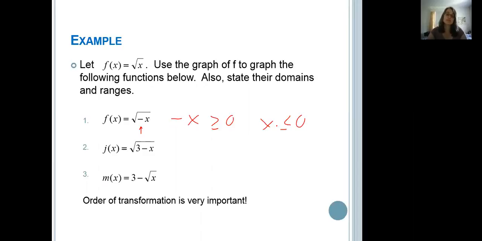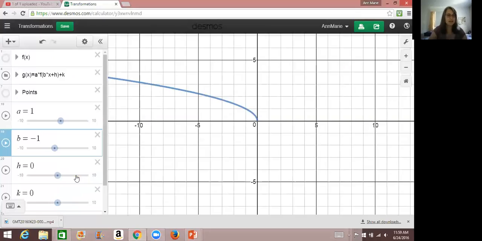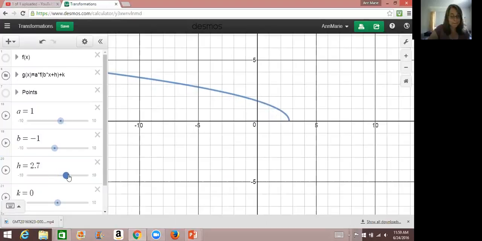So what about j? Number 2 here. j of x is 3 times the square root of 3 minus x. That's like adding 3 in here. So if I go back out here, that's like making my h, my internal adder, be 3. What's going to happen? It shifts the wrong way. Wait.